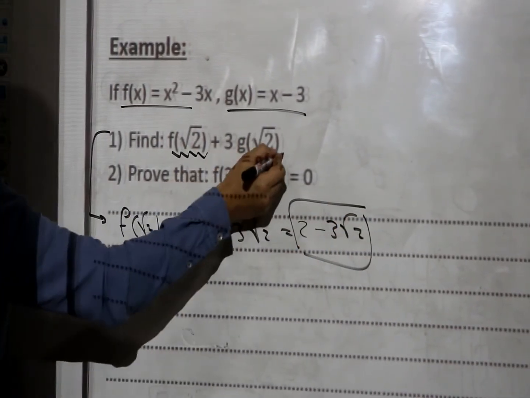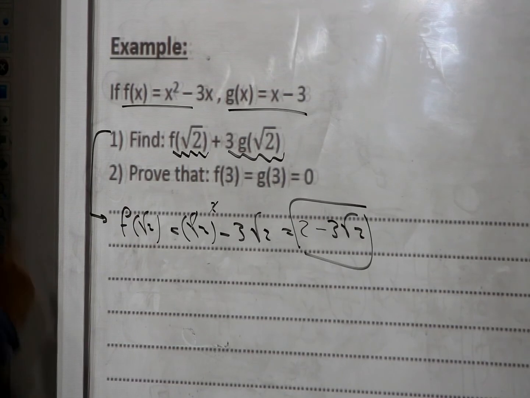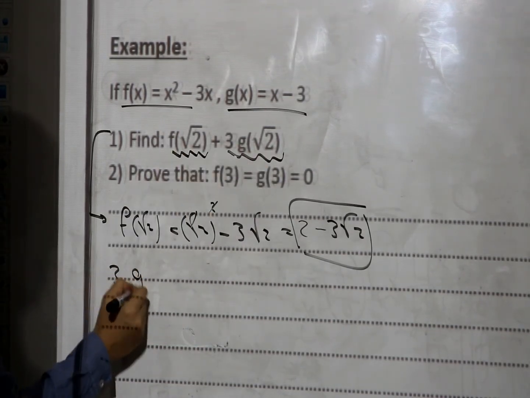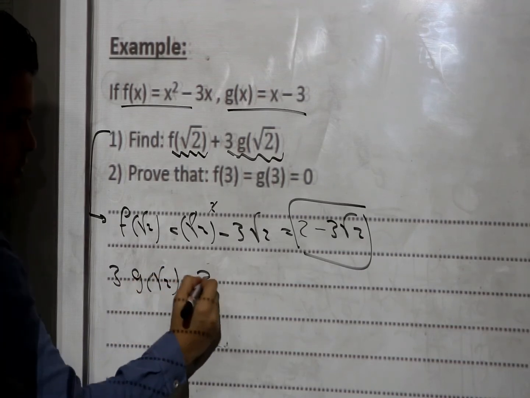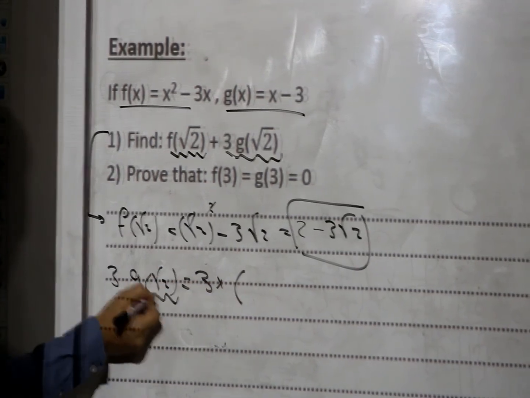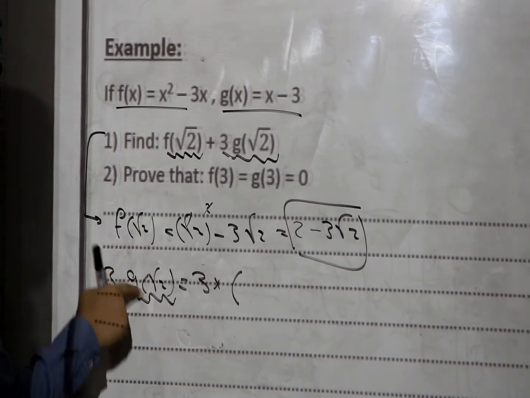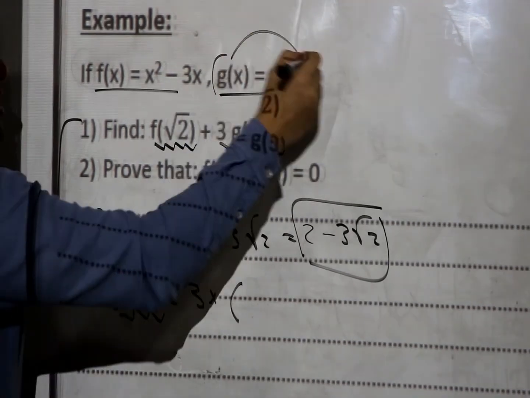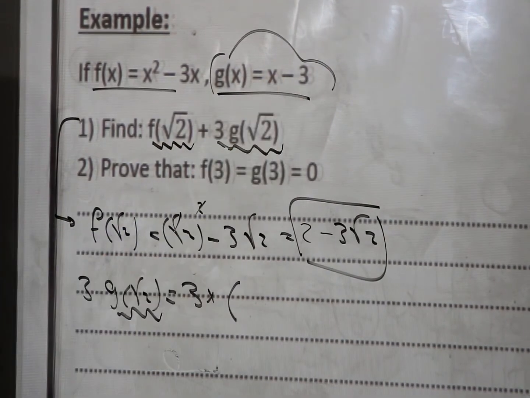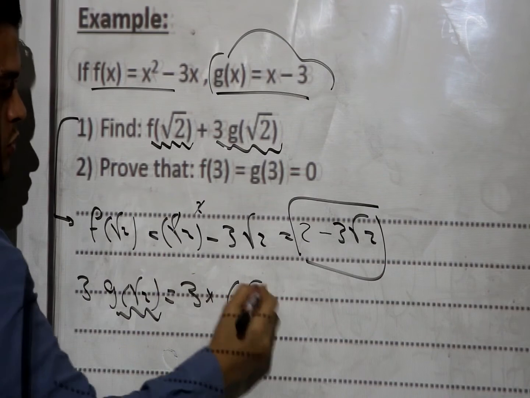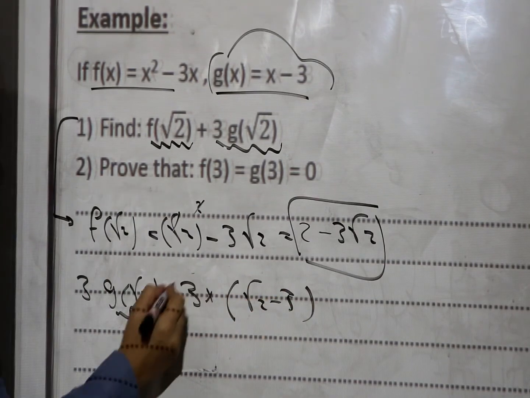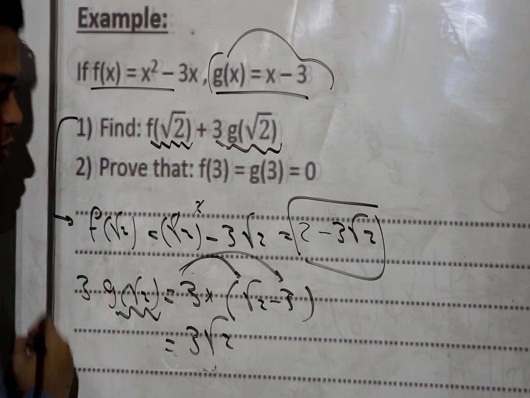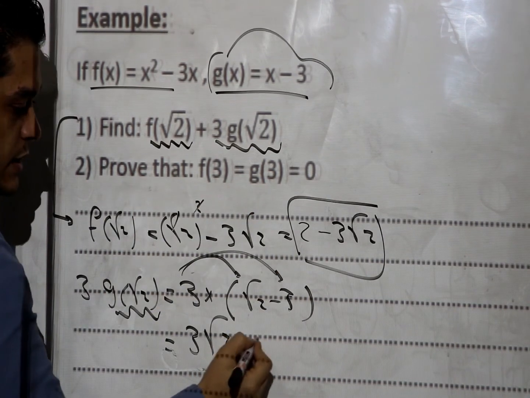After that, you have to find 3 multiplied by the function g. So 3 g of root 2. Find the function g and substitute x by root 2. The function g is x minus 3, so substitute x by root 2 minus 3. After that, you have to multiply 3 by the bracket. 3 multiplied by root 2 is 3 root 2, and 3 multiplied by negative 3 is negative 9.